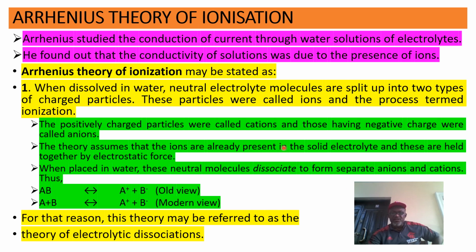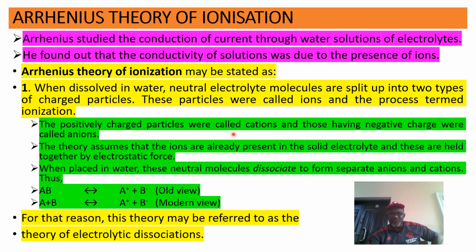Now, Arrhenius studied the conduction of current through water solutions of electrolyte. He found out that the conductivity of solutions is due to the presence of ions. Arrhenius theory of ionization may be stated as follows. When dissolved in water, neutral electrolyte molecules are split into two types of charged particles. These particles are called ions, and the process is called ionization.